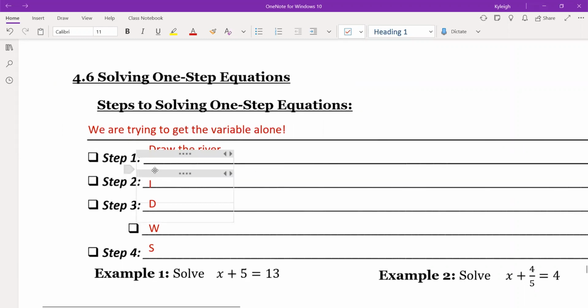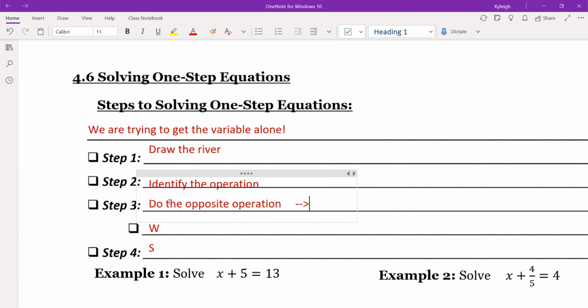Then after we draw the river, we identify the operation that is currently happening. Once we do that, then we do the opposite operation. So for instance, if the original operation in step 2 was addition, then we would do subtraction. If it's subtraction, we would do addition. If it's multiplication, then we do division. If it's division, we do multiplication. Okay, so we always do the opposite operation.